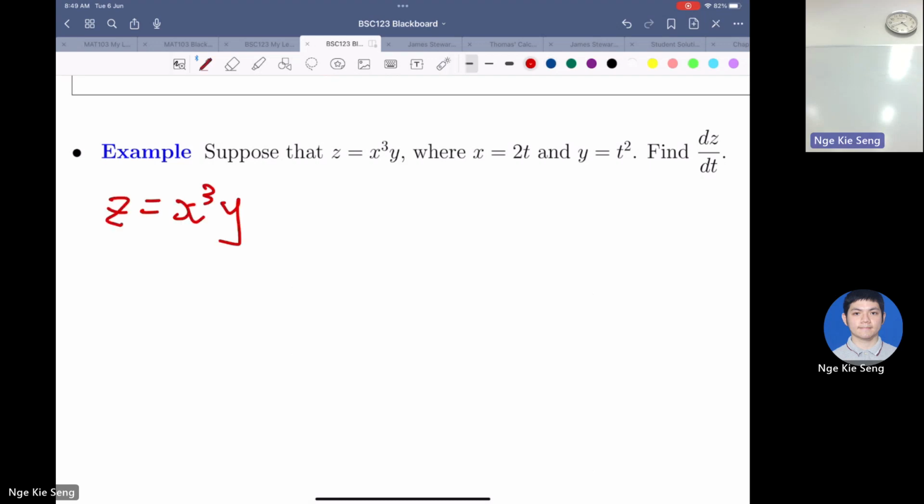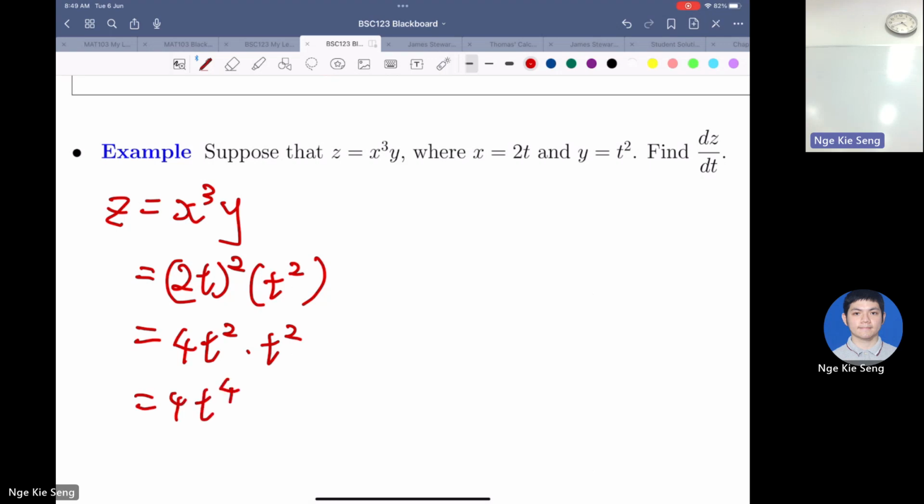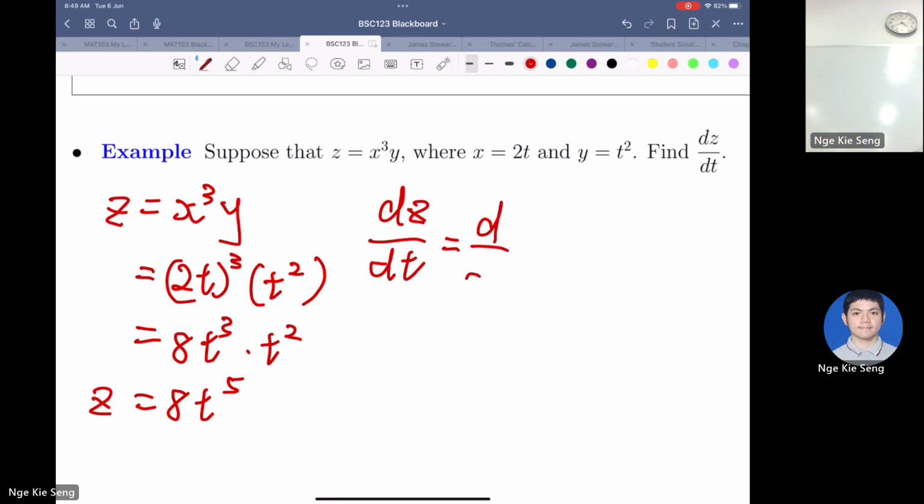z equals x cubed y, which is 2t cubed times t squared, which is 8t cubed times t squared. So you get 8t to the power of 5. So in this case, z equals 8t to the power of 5. If you want to find dz over dt, you just differentiate 8t to the power 5, which is just 40t to the power 4.